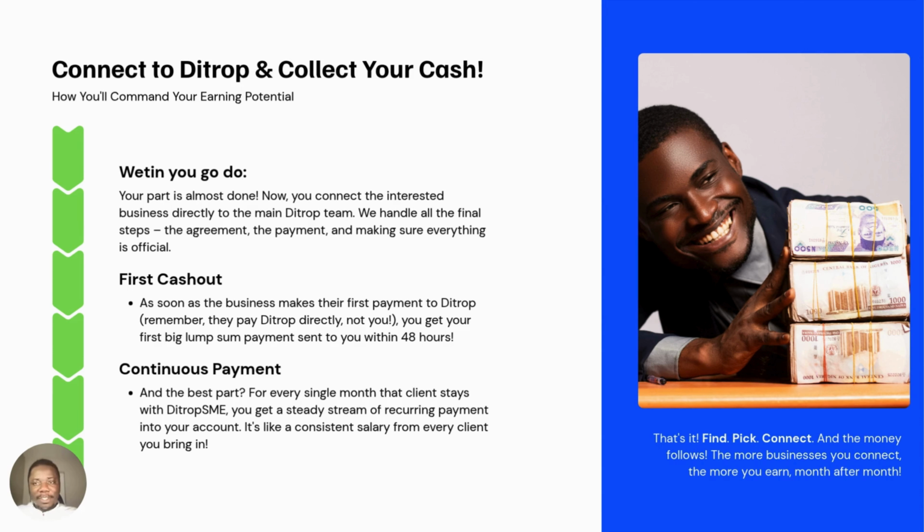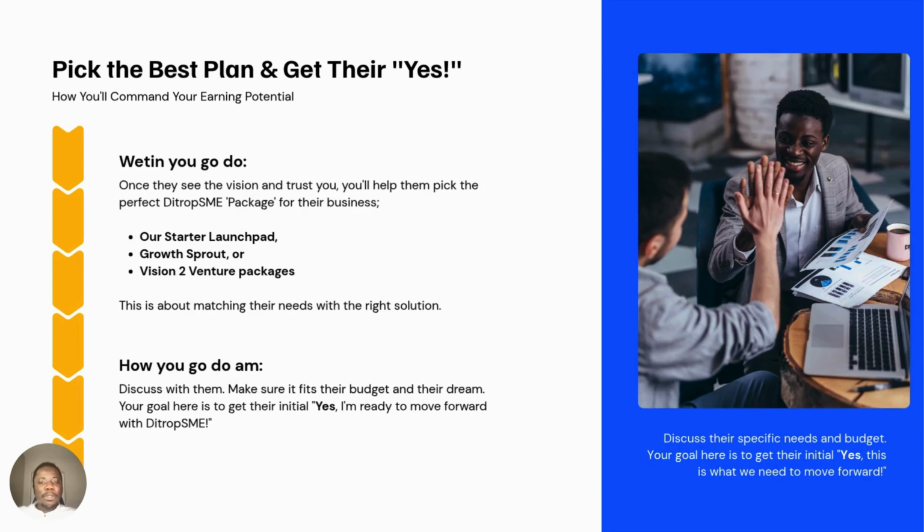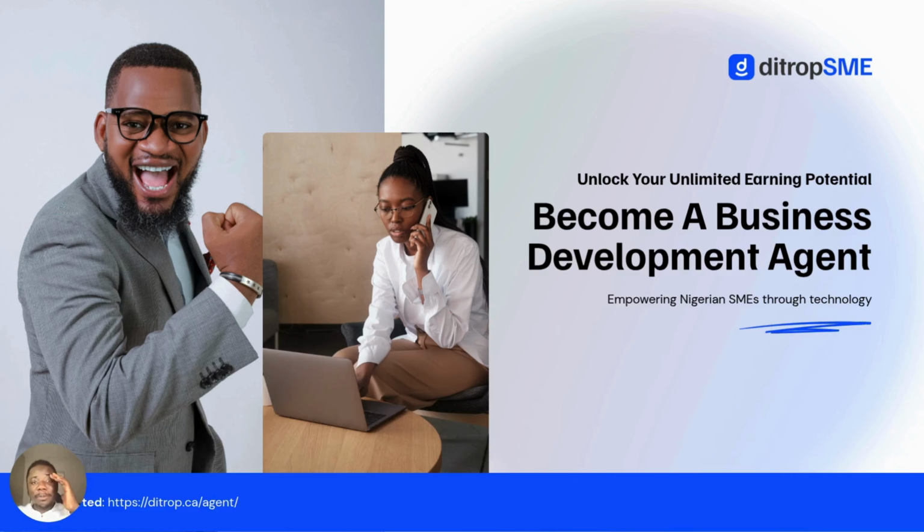Then every month we have your details as an agent. So far the client has paid or committed to pay, which we are going to discuss as we sign the SLA and all of those things, you are getting paid your money. You're receiving it steady, steady, right? And that's just about it. So I hope this helps you, and that I've been able to share light on what becoming a business development agent with Ditrop means.